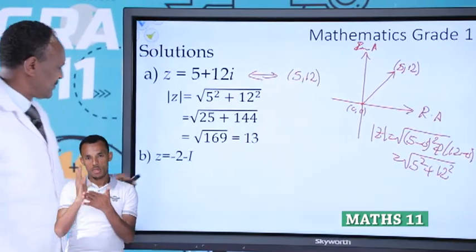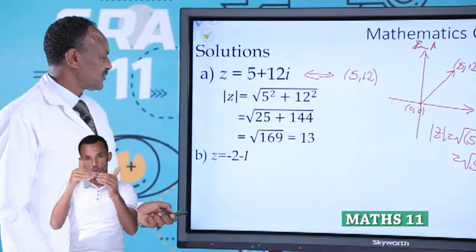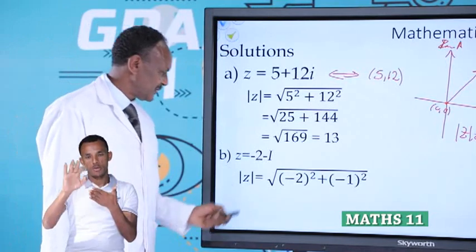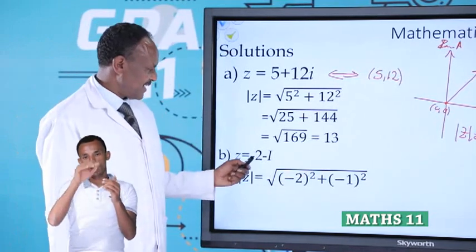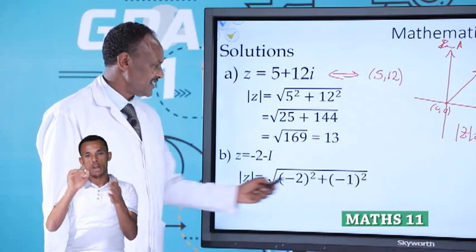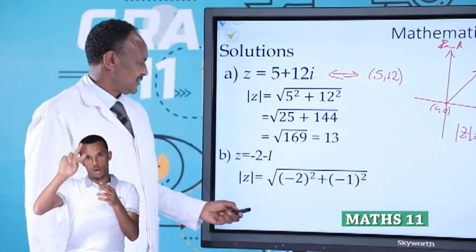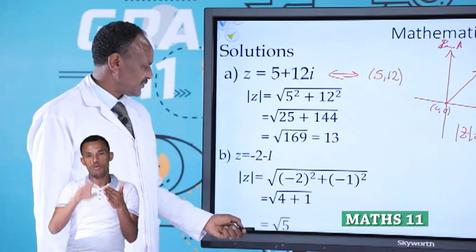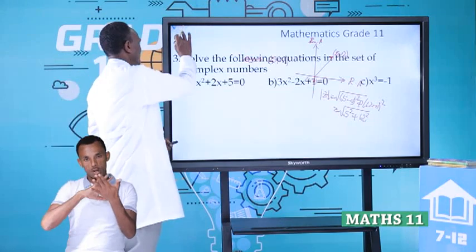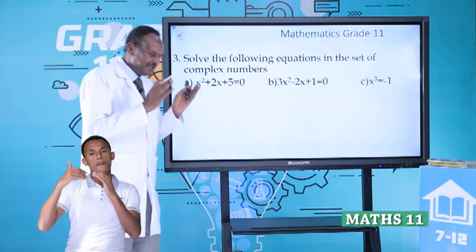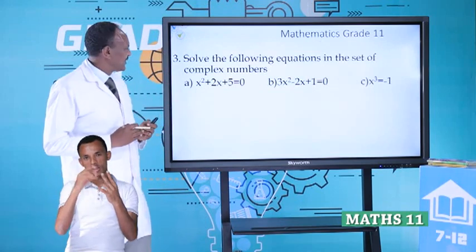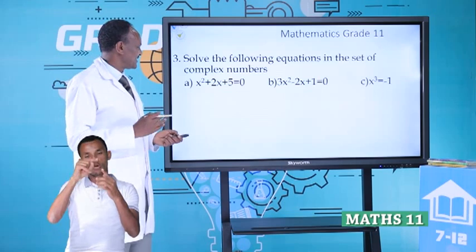Now for part b, z is equal to negative 2 minus i. What is the modulus of this complex number? The modulus of z is the square root of the real part, negative 2 squared, plus the imaginary part, negative 1 squared. So you get 4 plus 1, which is 5, so root 5 is the magnitude of that complex number. When we say magnitude, it is the length of the position vector, which starts from the origin up to the end point of that complex number as a vector.